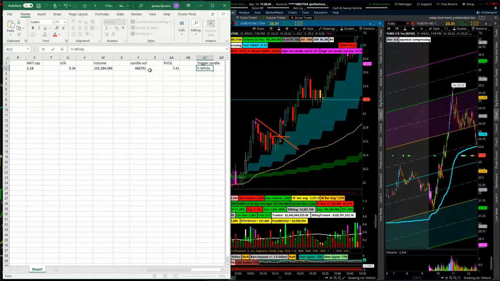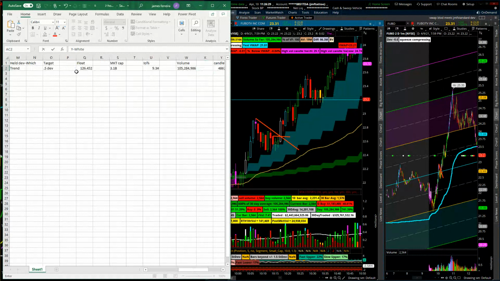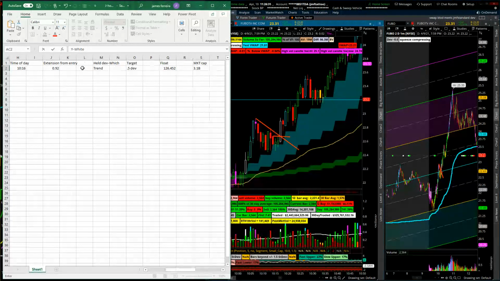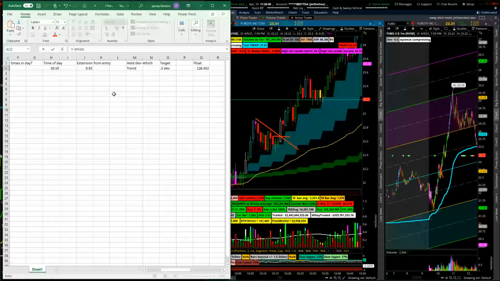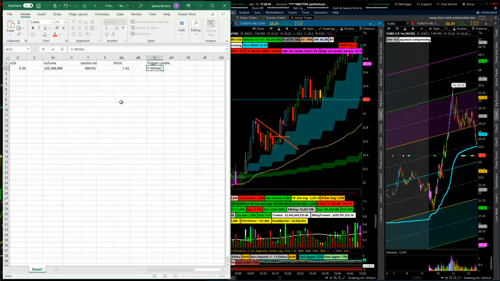RVol, volume, institutional ownership, market cap, float, target, held Dev, which Dev, extension from entry, time of day, how many, price, ticker. Okay. What else do we need to know about it? Are you guys with me? What is the start of the move?